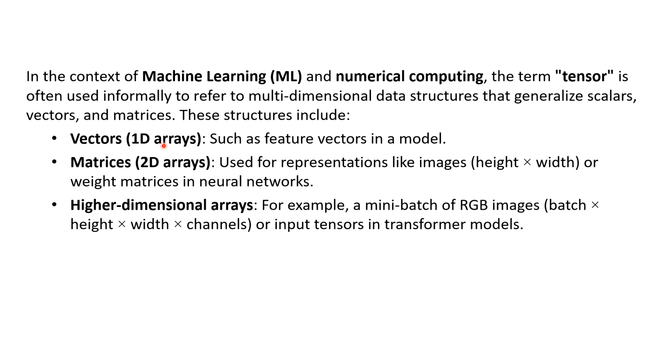So we've already seen some diagrams of this earlier, but I'll mention it again here. The vectors are one-dimensional arrays. Then you have matrices, two-dimensional arrays. I'll just give some examples here, used for representations like images, height and width, or weight matrices in neural networks. And then higher dimensional arrays, and we saw some diagrams of that earlier. For example, in mini batch RGB images, batch plus height, width, and channels, or input tensors in transformer models.